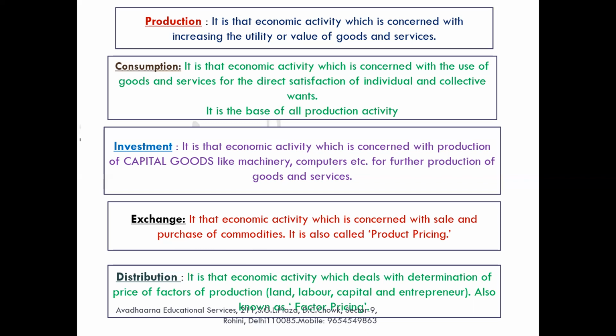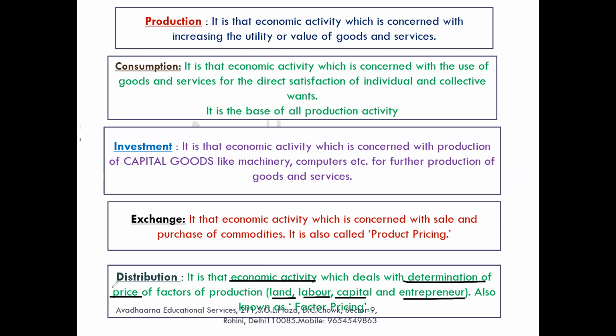Distribution is that economic activity which deals with determination of price of factors of production. See, in economics we talk about 4 factors of production. Those 4 factors of production are land, labor, capital, and entrepreneur. And the income is being distributed in the form of rent for land, wages for labor, interest for capital, and profits for entrepreneurship. So distribution, basically, is an economic activity which deals with determination of prices of these 4 factors of production.